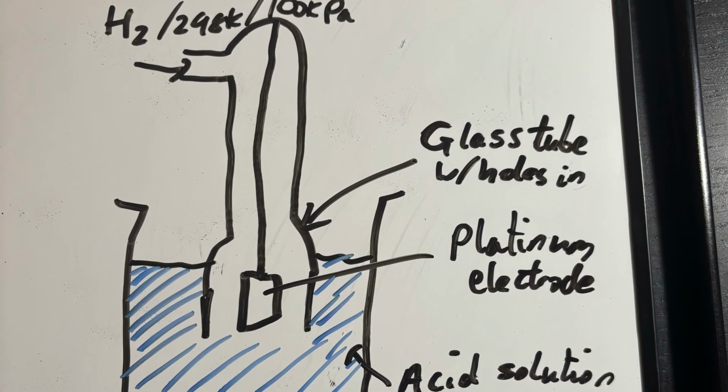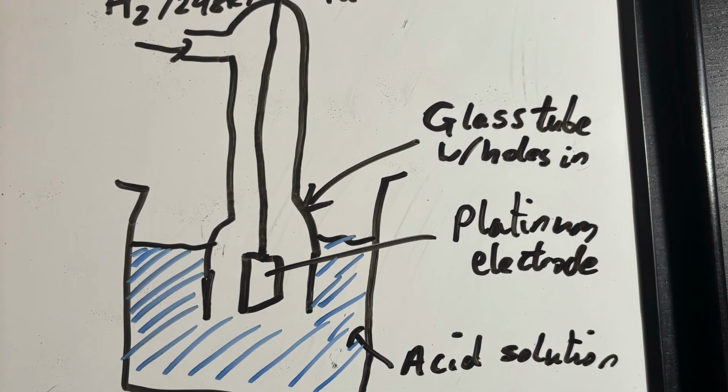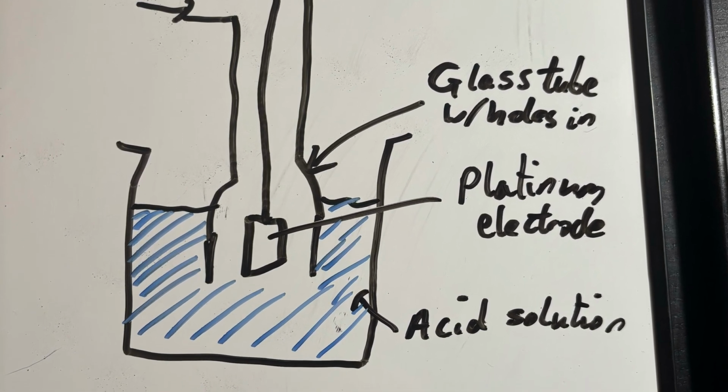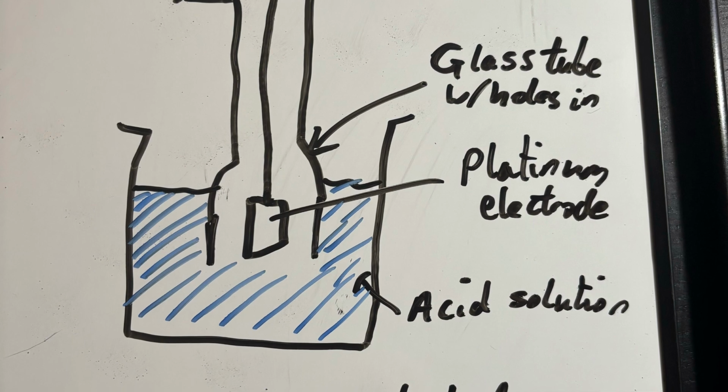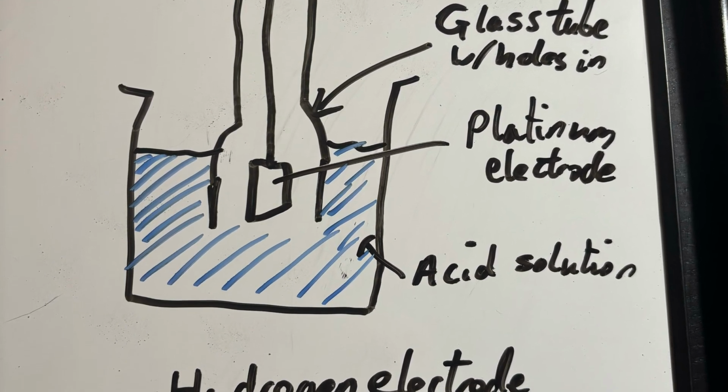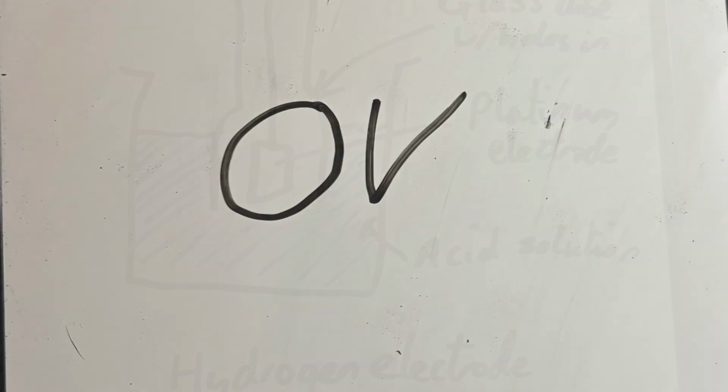So hydrogen gas enters a tube that's got holes in it that keeps pressure at 100 kilopascals. And the platinum electrode reacts with the acid solution, and we call this a hydrogen electrode. This produces 0 volts. It's a half cell. It produces absolutely no electricity whatsoever.